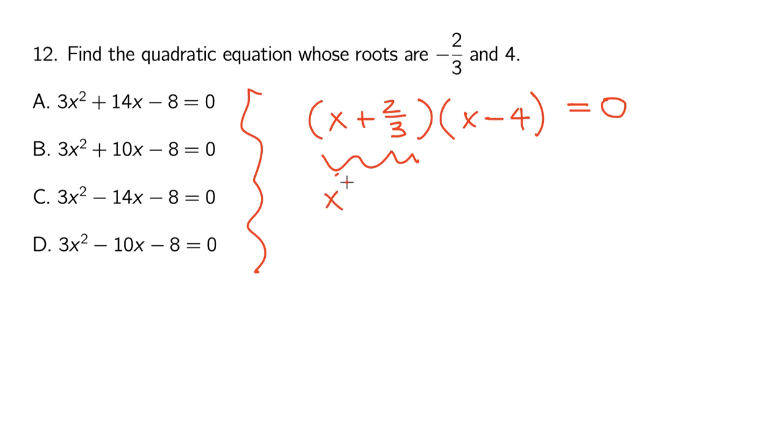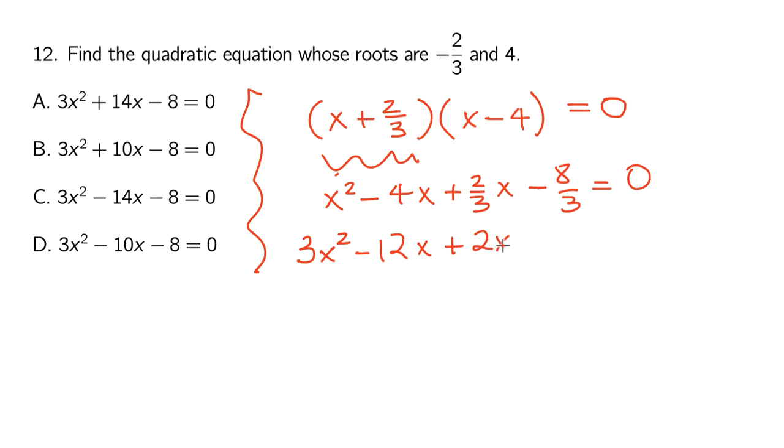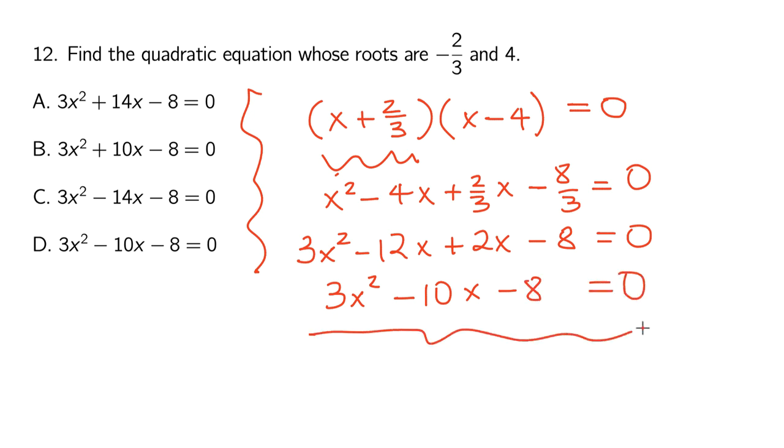When we do so, we get x times x is x squared, x times minus 4 is minus 4x, 2/3 times x. We now have plus 2/3 x, and then we have minus 8/3, that is equal to 0. We want to get rid of the fraction, so we can multiply through by 3. When we do that, we get 3x squared minus 12x plus 2x minus 8, that's equal to 0. We now simplify further to get 3x squared minus 12x plus 2x, that's minus 10x, and then we have minus 8, and that's equal to 0. So that's our equation, and that is D.